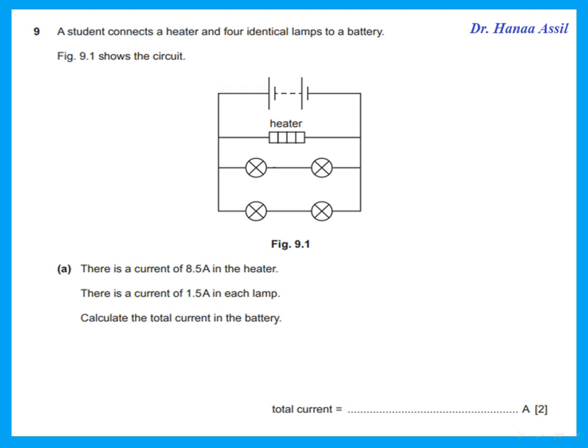Remember that if we have all of these connected in parallel, then the total current is divided, part of it going to the heater, another part going to 2 lamps, another part going to the other 2 lamps. So what is the total? We have 8.5. He says each of the lamps is 1.5, so the first row of lamps is 1.5 and the second row of lamps is 1.5, so the total current is 11.5.